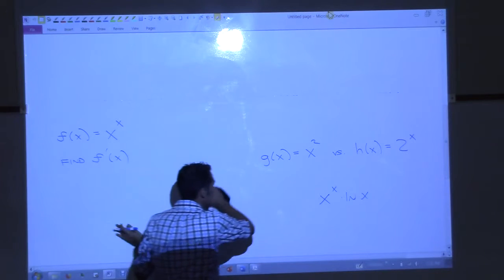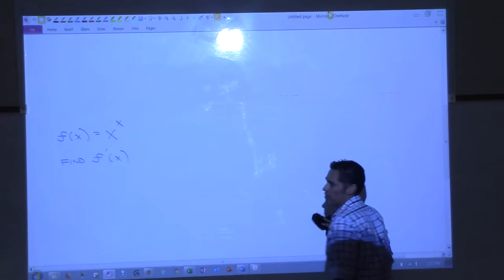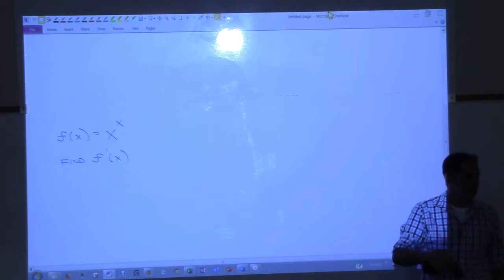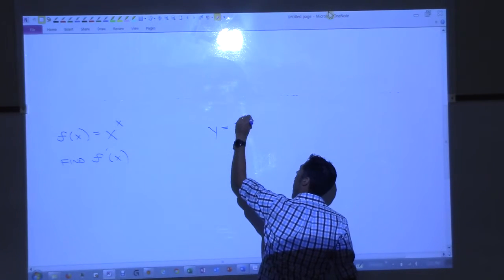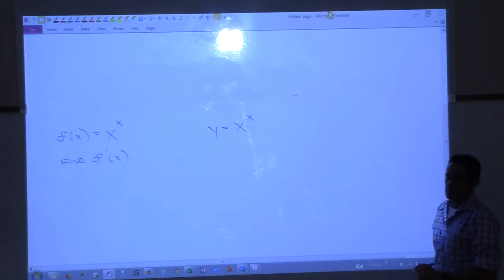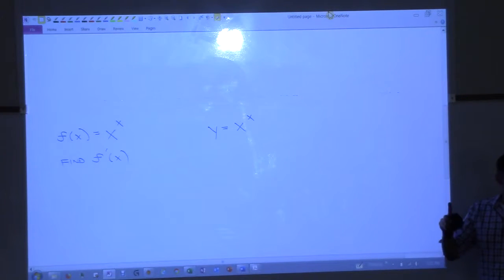Well, we use logarithmic differentiation, the thing we just talked about. What I'm going to do is rewrite this as y equals x to the x. And then I'm going to take the natural log on both sides.